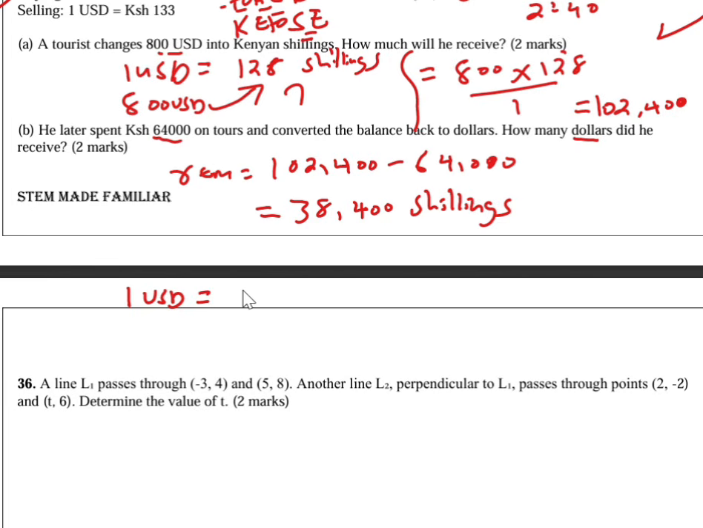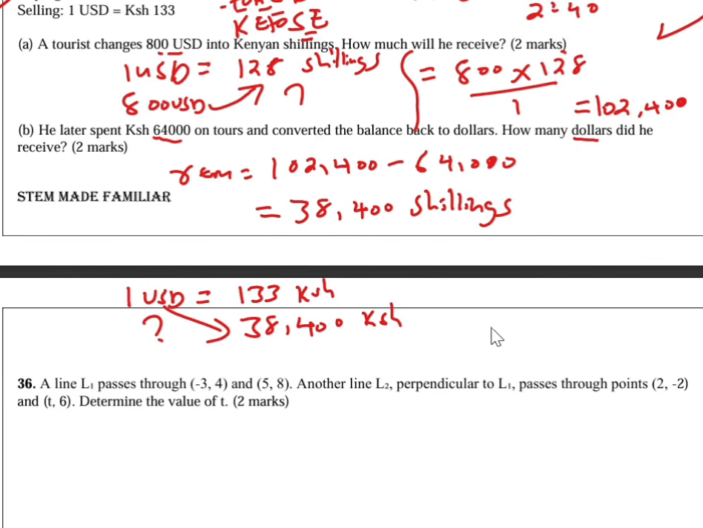It is 133 when selling now, 133 Kenyan shillings. What about 38,400 Kenyan shillings? So pali ya shillings unaweka chini ya shillings, so usiweke hapa. 38,400 Kenyan shillings itakuwa pesa ngapi in dollars? So hapo hatuna, cross multiply.